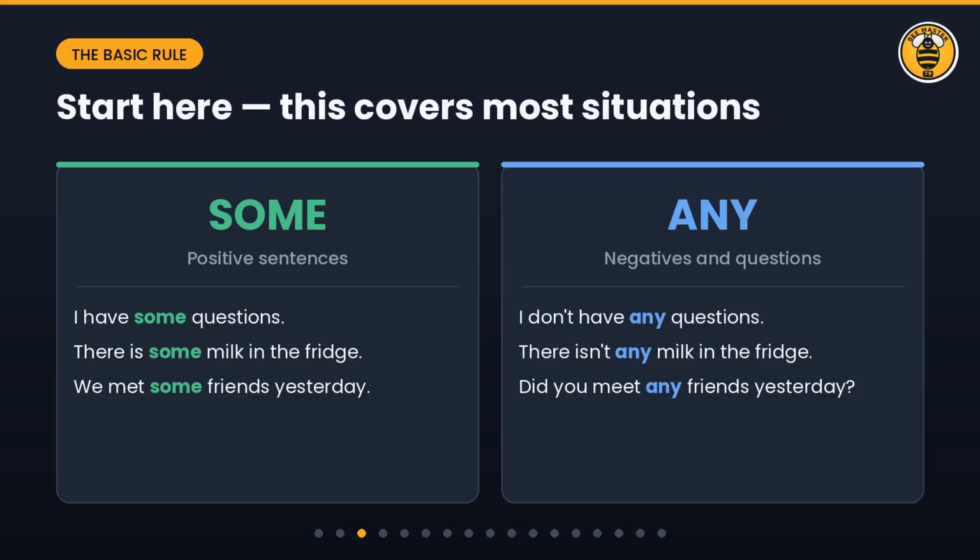The basic rule is beautifully simple. Use some in positive sentences. I have some questions. There is some milk in the fridge. Use any in negative sentences and in questions. I don't have any questions. Did you meet any friends yesterday? Notice that the meaning does not change. Some and any both mean an unspecified amount. What changes is the sentence around them.